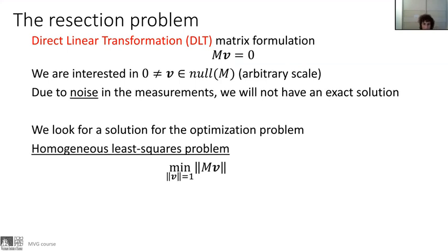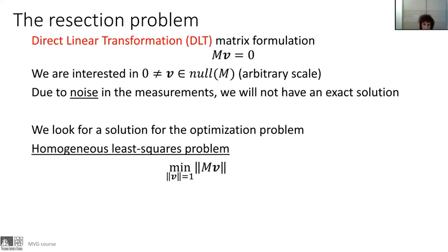So now we move to something very interesting, which is called the homogeneous least squares problem. In order to solve this problem, we are going to write it as the following constrained optimization problem. I would like to minimize the norm of Mv. Mv is actually a vector, and I want to exclude the 0 vector. So I would like to minimize it under the constraint that the norm of the solution is equal to 1. This is called the homogeneous least squares problem. Is anybody familiar with this problem?